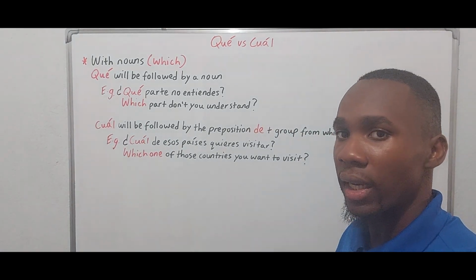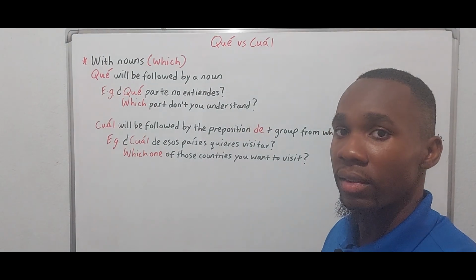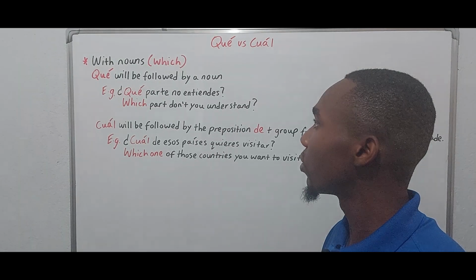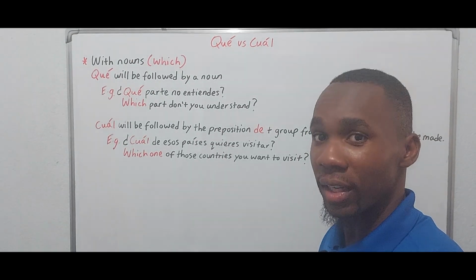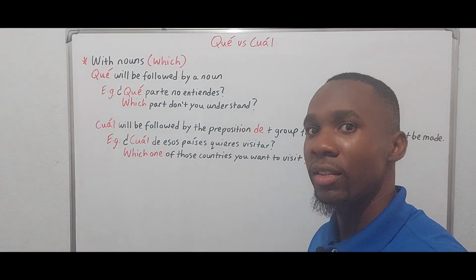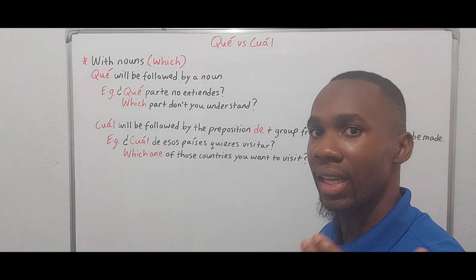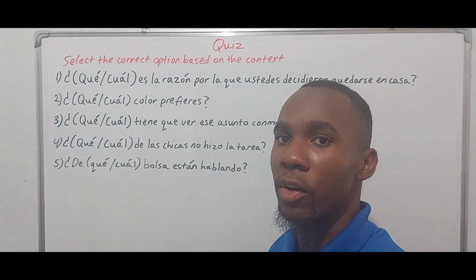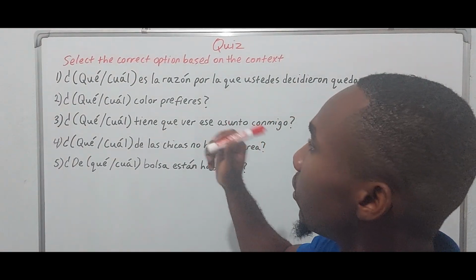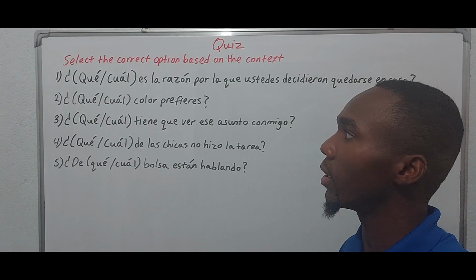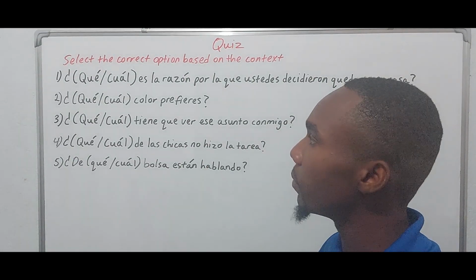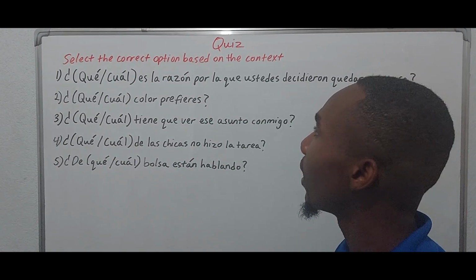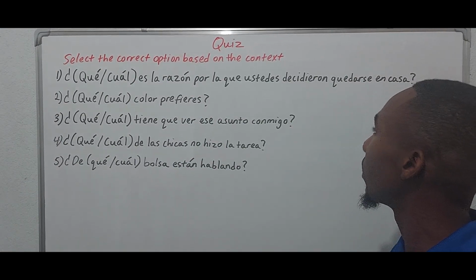Espero que hayan entendido las diferencias. Ahora mismo vamos a tomar un examen para ver si ustedes entienden este tema. Okay, so we move on to the quiz. Select the correct option based on the context. Número 1. ¿Qué o cuál es la razón por la que ustedes decidieron quedarse en casa?